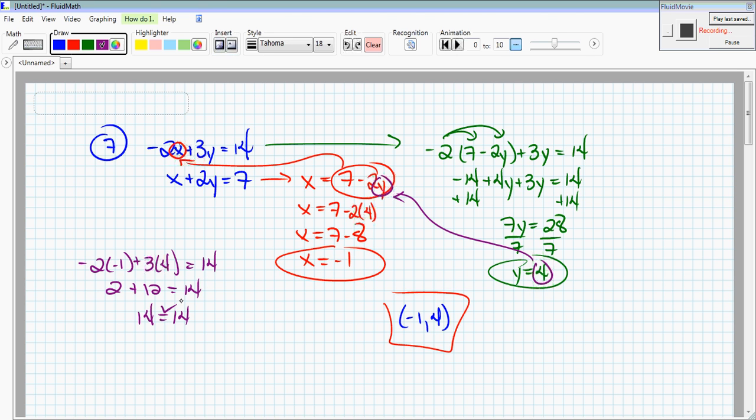14 equals 14. Check. Now the second equation, we have x, which is negative 1, plus 2 times 4 equals 7. Negative 1 plus 8 equals 7. 7 equals 7. So we have in fact found the correct answer for 7. It's negative 1, comma 4.